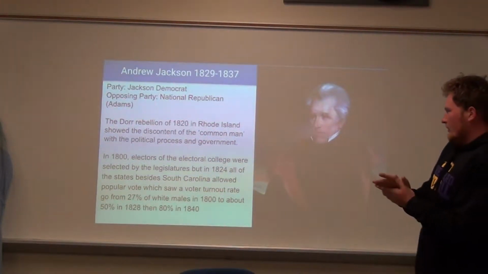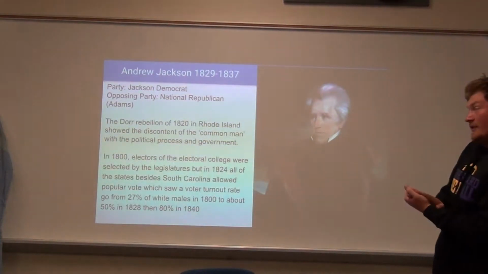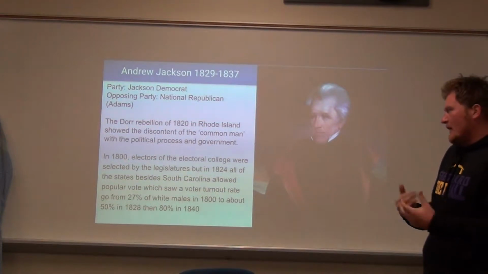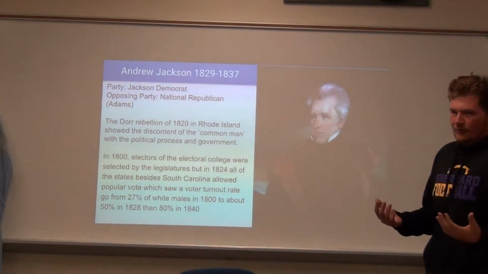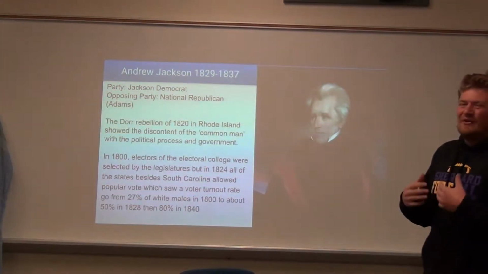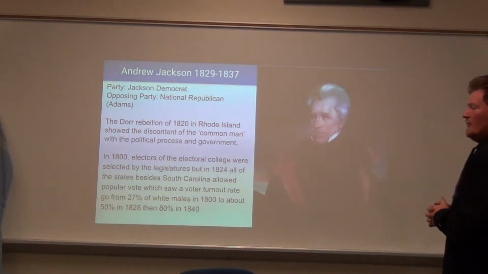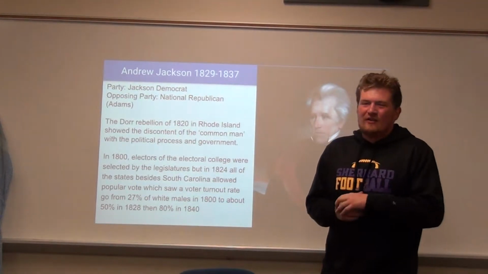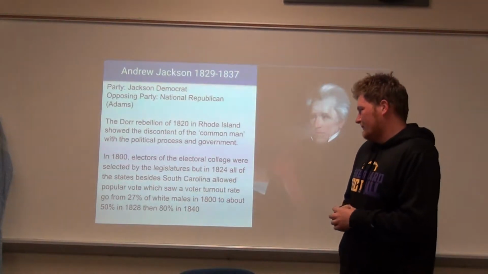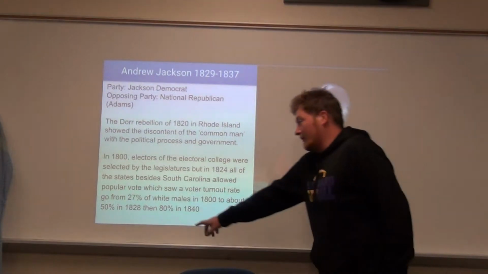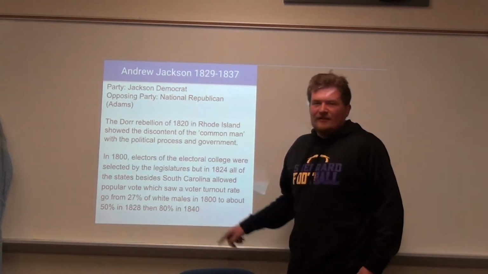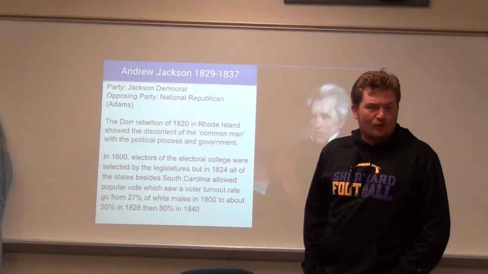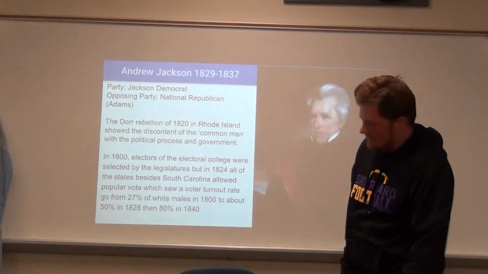In 1800, electors of the Electoral College were selected by state legislators, like I said before, but in 1824, all the states besides South Carolina allowed a popular vote. So, voter turnout skyrocketed, going from 27% in 1800 to about 50% in 1828. This is the year that Jackson won the presidency. Then, it's a huge number, 80% in 1840. You're asking yourself, what's the voter turnout percent today? Nowhere near 80%.